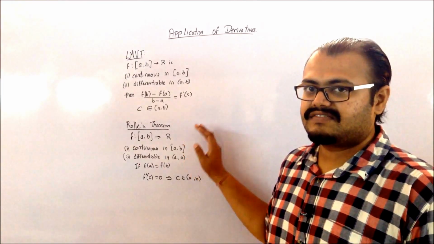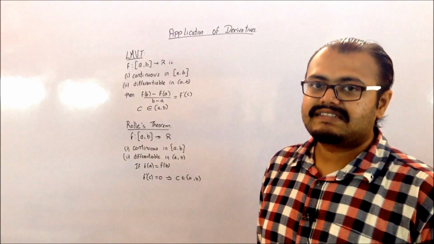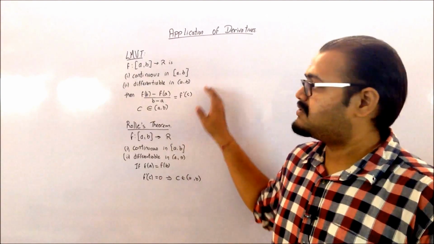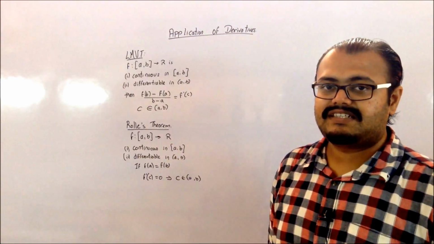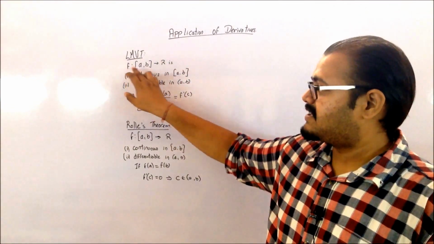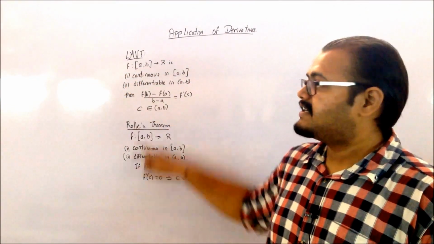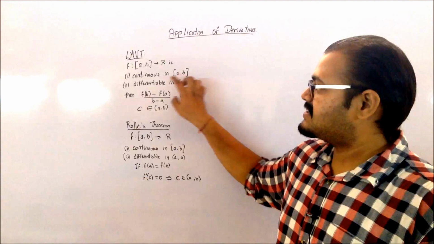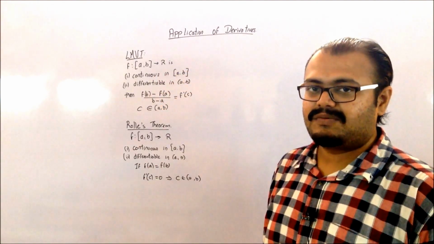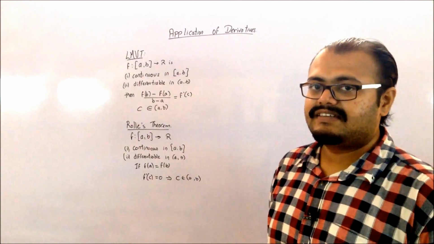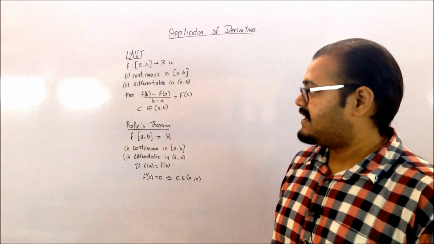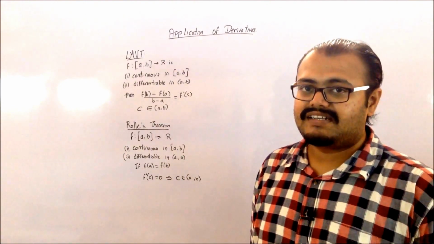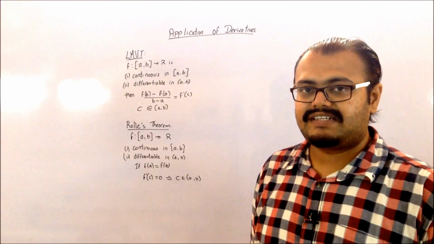So the first application which we have is my LMVT rule, which is Lagrange's mean value theorem. Now, whenever you're trying to attempt these type of questions, you have to understand the definition for LMVT. The statement is that if my function f defined on [a, b] gives a real value, and if that function is continuous in the closed interval [a, b] and it is differentiable in the open interval (a, b), then only we can apply the LMVT rule. So these two conditions are the important conditions whenever you have to apply the LMVT.